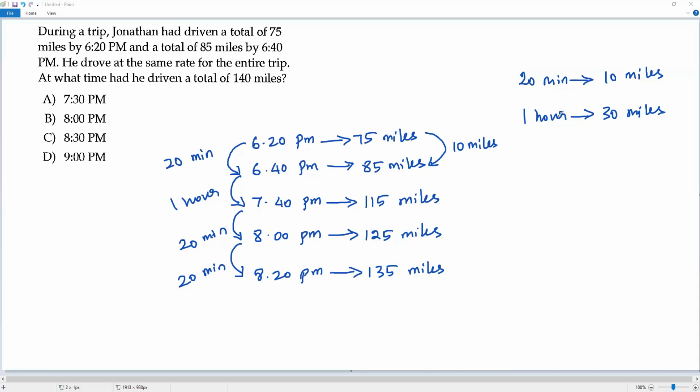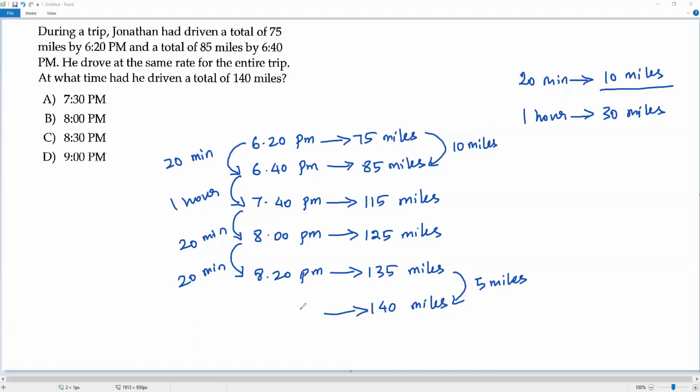So from our previous calculation, it's very clear, to cover 10 miles of distance, we need 20 minutes time duration. But here we need 5 miles to reach 140. So for 10 miles, we need 20 minutes. For 5 miles, we need just 10 minutes. So from 135 to reach 140, we need 5 more miles to be covered. So if I add 5 to 135, it will become 140 miles.